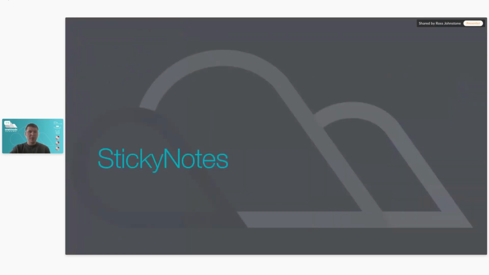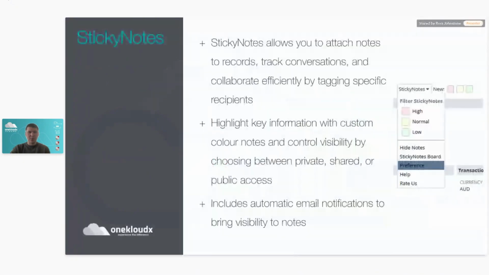So to start things off, we'll be covering the Sticky Notes Suite app. Now, what is the Sticky Notes Suite app? Sticky Notes allows you to attach notes to different records and transactions in NetSuite, allowing you to track conversations between users in the system and collaborate on different activities and tasks that need to be carried out across those specific recipients that are tagged in the notes. The notes can either be private, in which you would be tagging specific recipients for their visibility, or can be public as well, so shared across all of the users in the system to provide that full visibility.